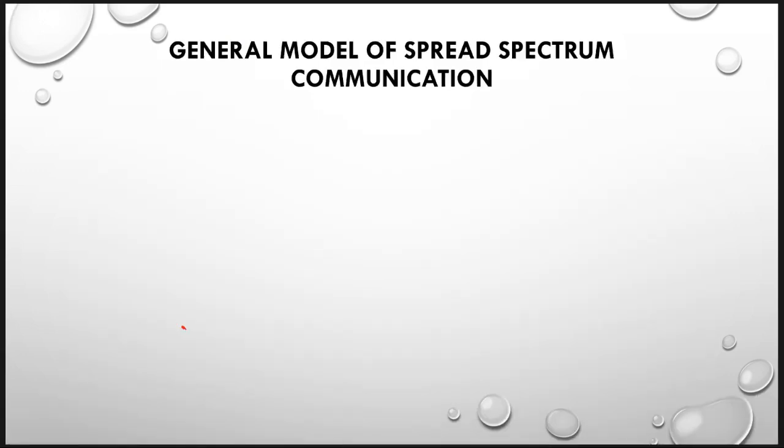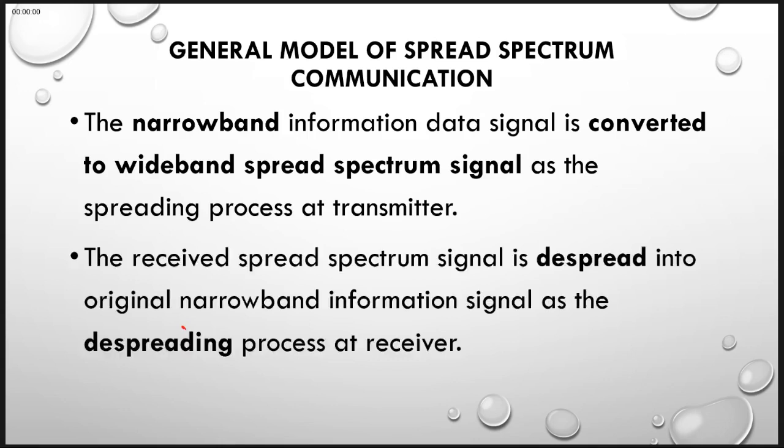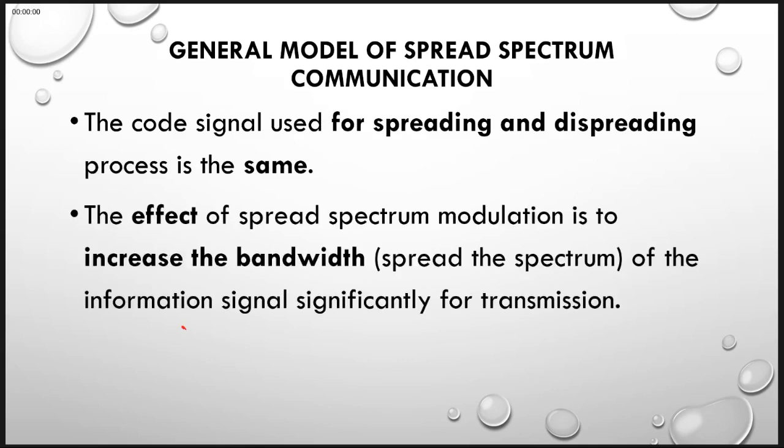So in summary, the narrowband information data signal is converted to a wideband spread spectrum signal. We start with a small or narrowband data signal, and it is spread in frequency and then transmitted in the wireless channel. The received spread spectrum signal is despread at the receiver side through the despreading process. The same spreading code that was used in the transmitter is used at the receiver. The effect of the spread spectrum modulation is to increase the bandwidth or spectrum of the signal that is transmitted, so that it is able to withstand the effects of interference and jamming.